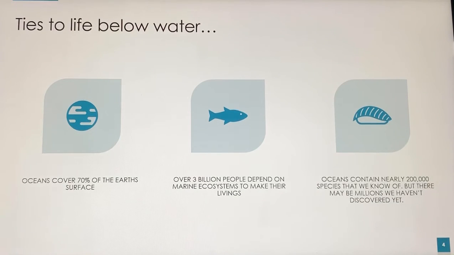Oceans cover 70% of the Earth's surface. Over 3 billion people depend on marine ecosystems to make their livings. Oceans contain nearly 200,000 species that we know of, but there may be millions we haven't discovered yet.